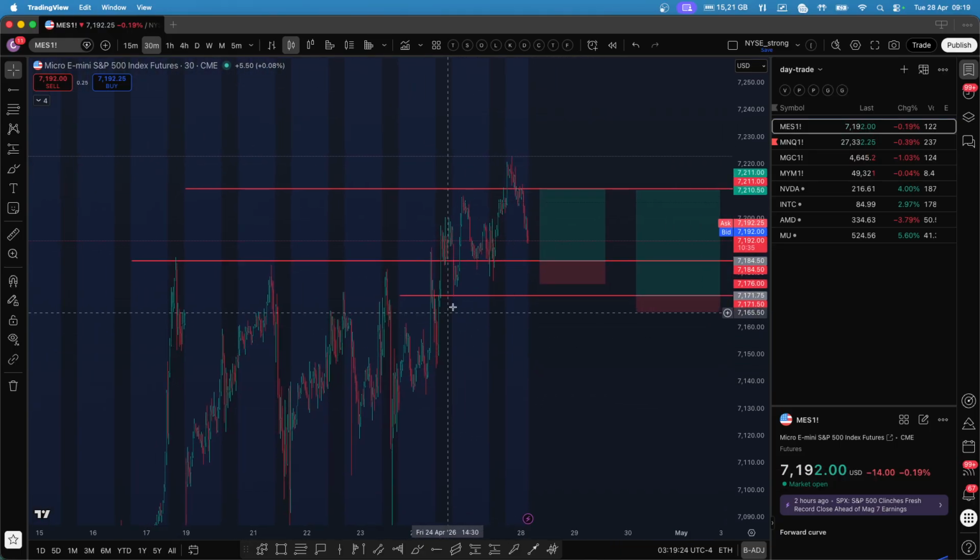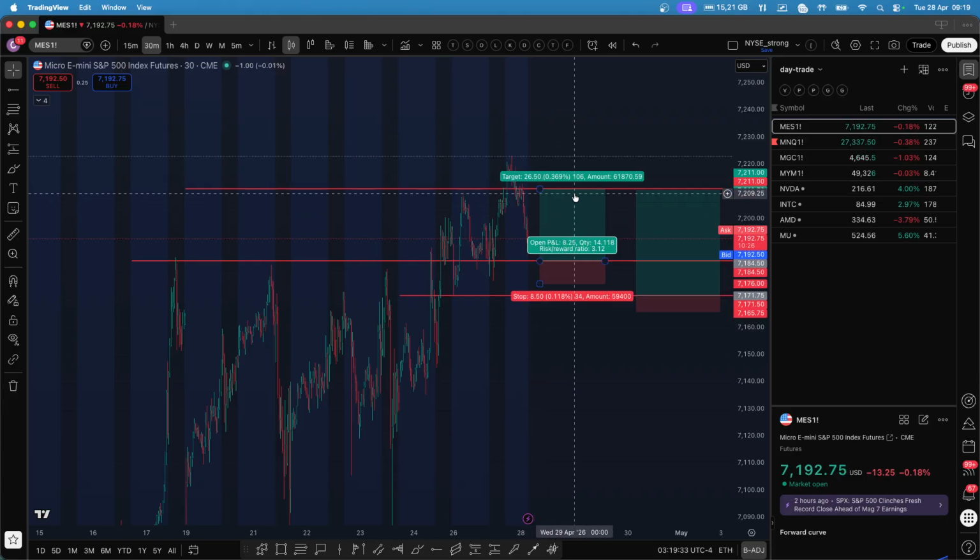Basically, this idea belongs to the rotation market. Like we have a consolidation. This is a consolidation, and we are likely going to have a consolidation for today.